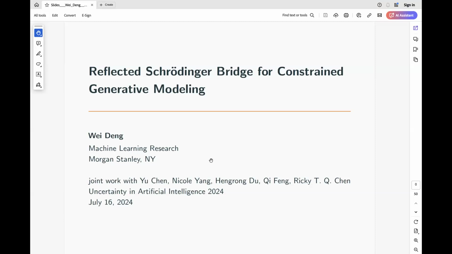Today's talk is Reflected Schrödinger Bridge for Constrained Generative Modeling. This is joint work with Yu, Nicole, Hengrong, Qi, and Ricky.